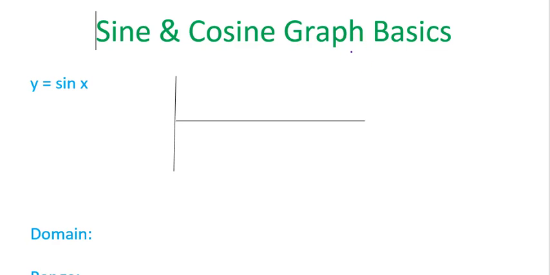This lesson is on the basics of sine and cosine graphs, and we are going to start with the basic sine graph. It'll be y equals sine x or y equals sine theta, y equals sine phi, some kind of variable there. But we're not adding anything to it. We're just going to talk about knowing the basic shape.